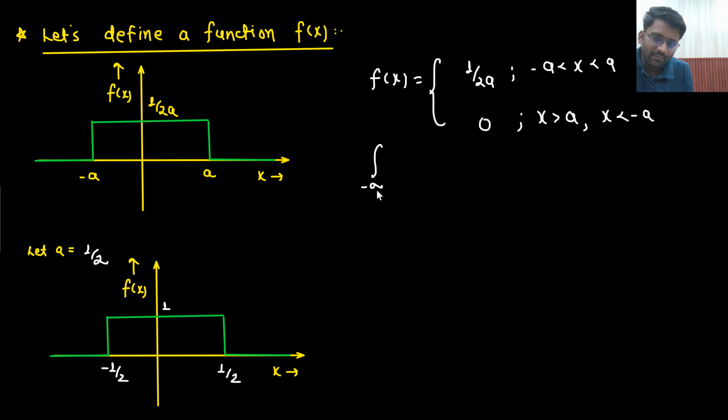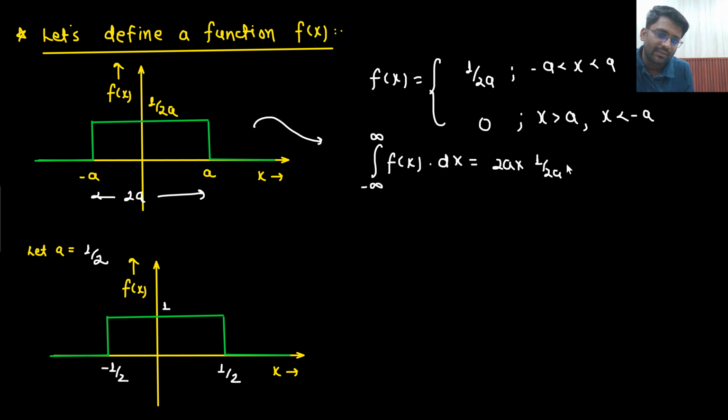Now let me know one thing, what is the area? Here if I ask you minus infinity to infinity fx dx, what is the area for this graph? Sir, this length is 2a, multiplied with 1 by 2a. So area is 1. Everything will make sense, just have some patience. Minus infinity to infinity fx dx, that means you are supposed to calculate the whole area. What is the whole area here? Sir, minus 1 by 2 to 1 by 2, this length is 1. 1 multiplied with 1, the area is 1 only.